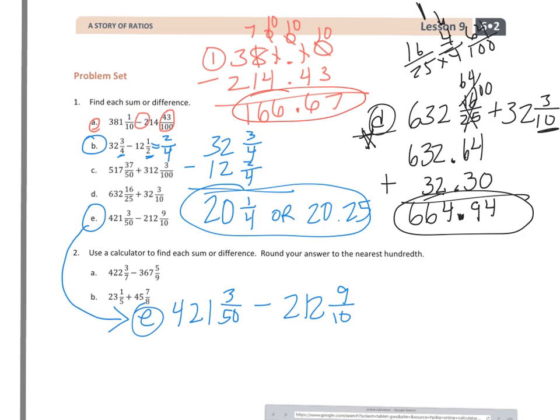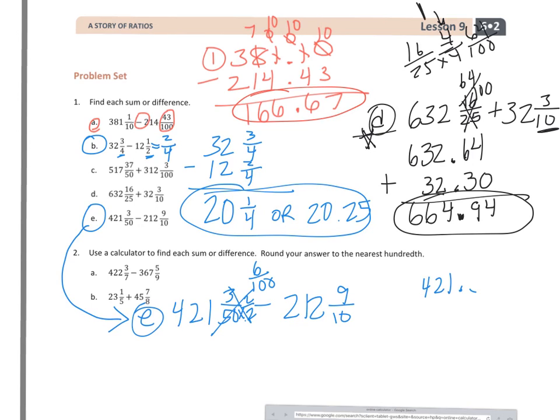And again, I see 50 is half of 100, so if I multiply those by 2, I'll get 6/100ths, and now I can make it a decimal. And I'd rather do that than try to make a fraction with a common denominator of 100 or of 50. I see it could be, but that's still doing quite a bit of work. So I'm going to redo my problem to do 421 and 6/100ths.